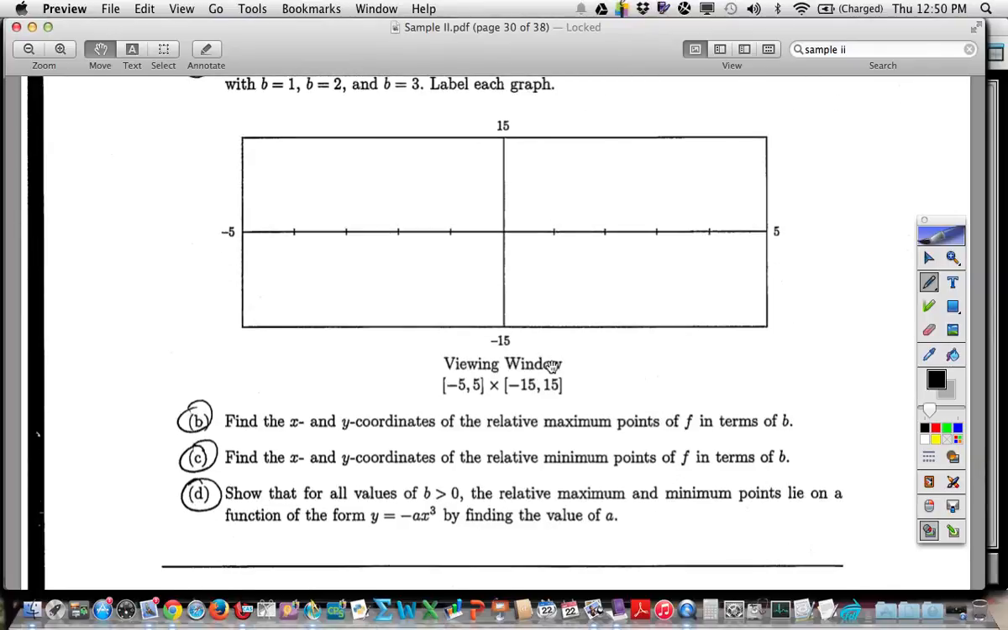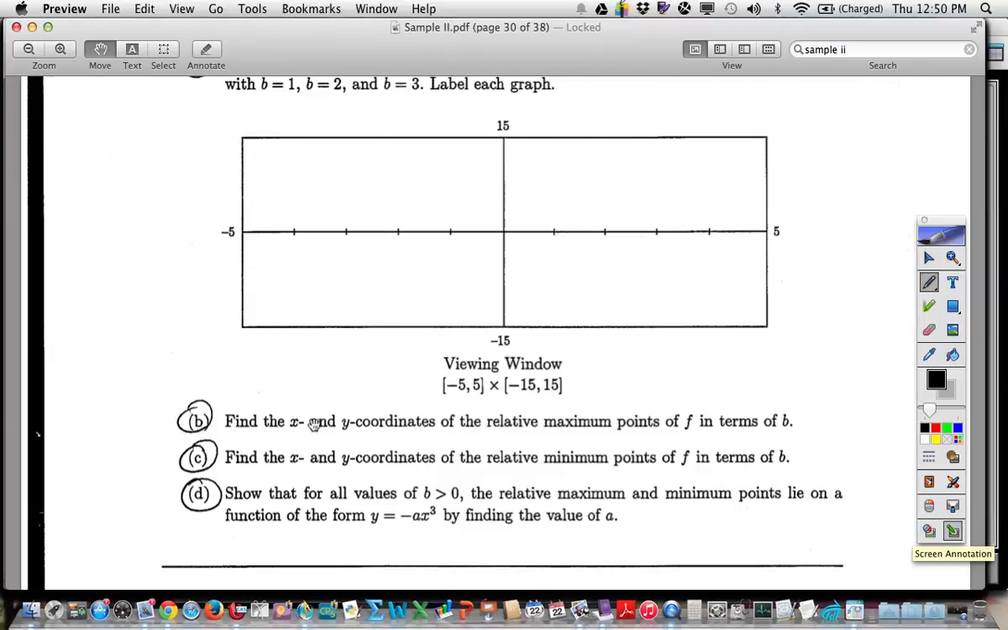All right, what else? Yes? Do you have to do the number line for different graphs like that, in terms of square root of b, for part D? Or can you just look at the graph? No, I'm sorry, are you talking about B and C? Yes, good question. That was the other thing I wanted to mention on this too, and I'm glad you said that. Part B said, find the x and y coordinates of the relative max points of F in terms of B.